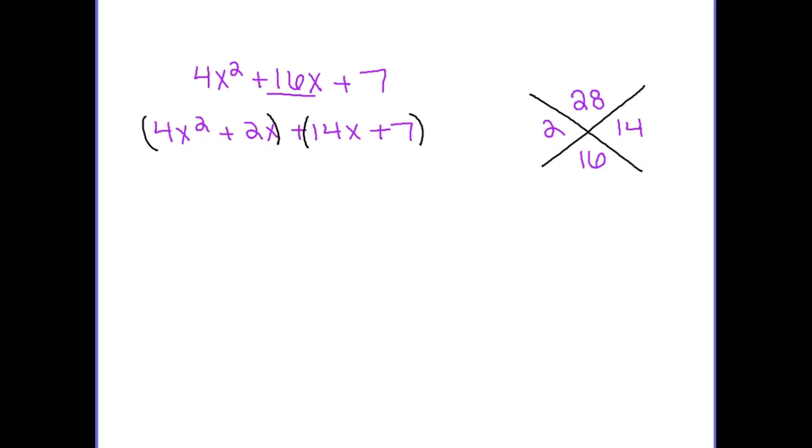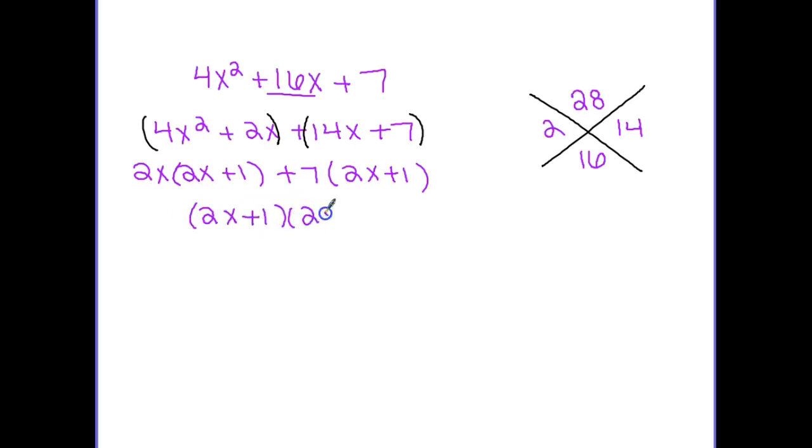We can take out a 2x from the front. So you're left with 2x plus 1. I can take a 7 out of 14x and 7, leaving me with 2x plus 1. So that means this factors as 2x plus 1, 2x plus 7. So this takes the guesswork out of factoring through guess and check. Yes.